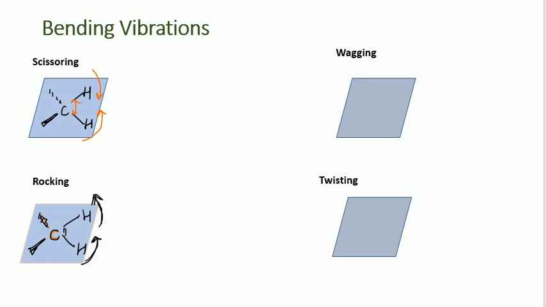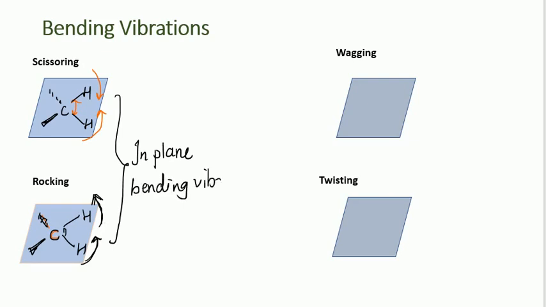Scissoring and rocking are motions where the bending takes place within a plane. So these bending vibrations are called in-plane bending vibrations. The third type of bending vibration is wagging.